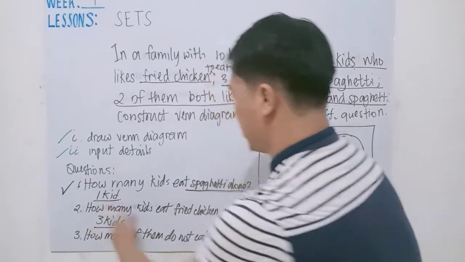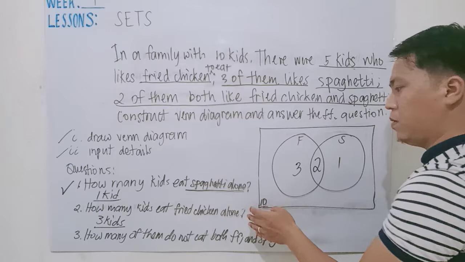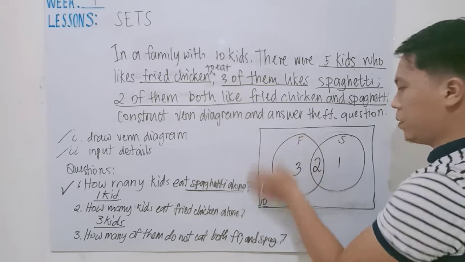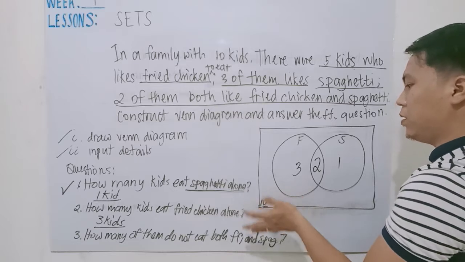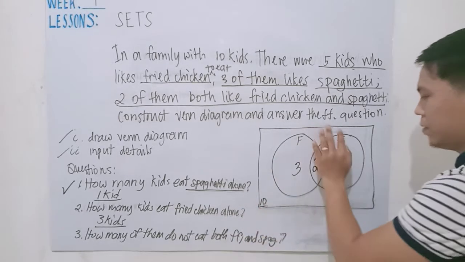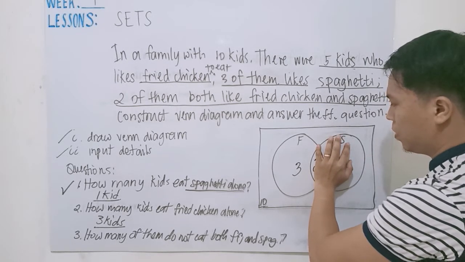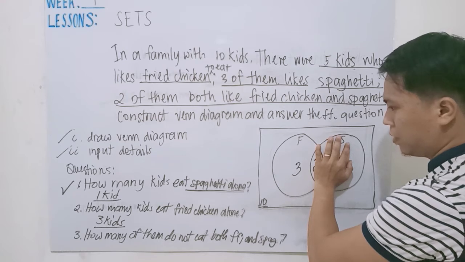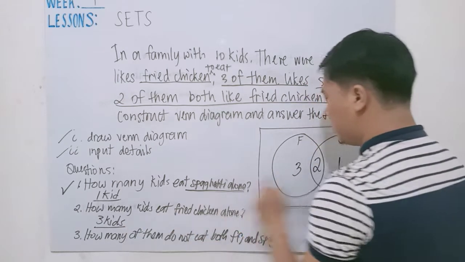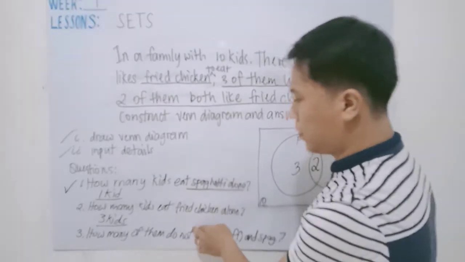And 2. How many kids eat fried chicken alone? The same concept we used on the side of spaghetti, we're going to use here. We're going to blank out the side of spaghetti. And the cardinality is 3. There were only 3 kids who eat fried chicken alone, or fried chicken only.